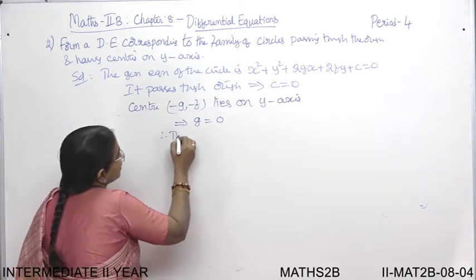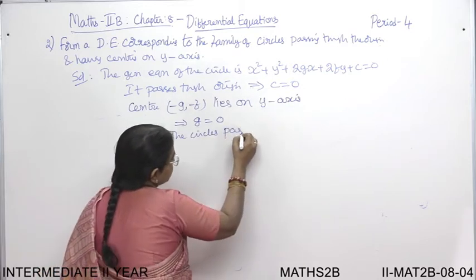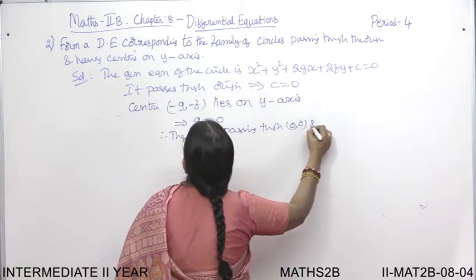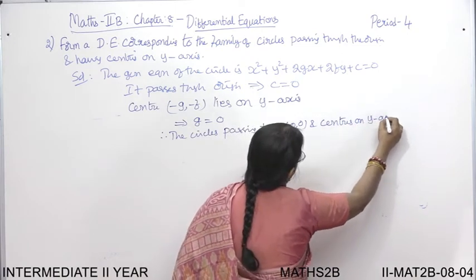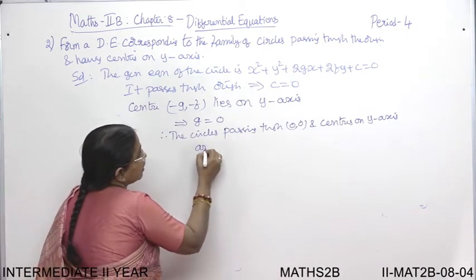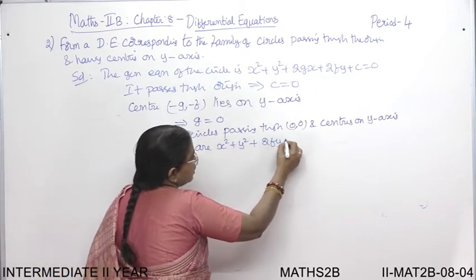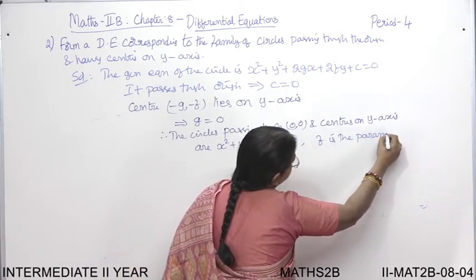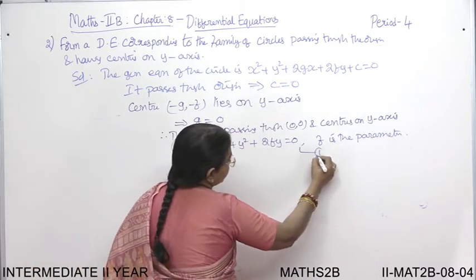So therefore the family of circles passing through the origin and having centers on the y-axis are of the form x square plus y square plus 2fy is equal to 0, where f is the parameter. Now you have only one parameter, so you will differentiate only once.